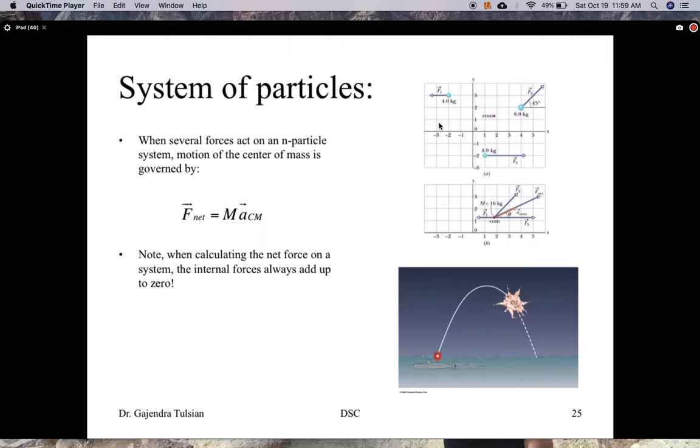In this example, here's a shell, and the shell is launched and is traveling under the influence of gravity, going on a parabolic trajectory. Let's say it explodes into 100 million pieces. Even after the explosion, the center of mass will still be going on that original parabolic trajectory. And that's what this shows.